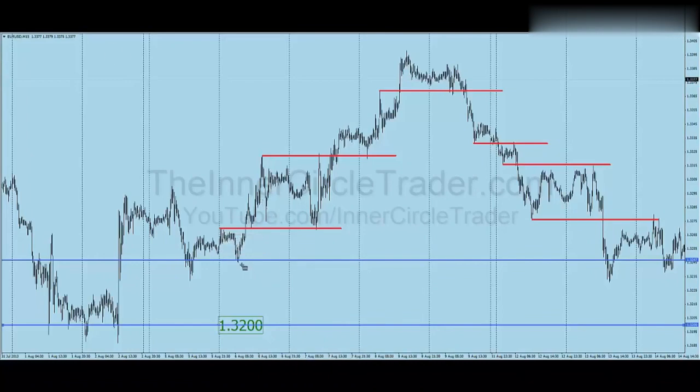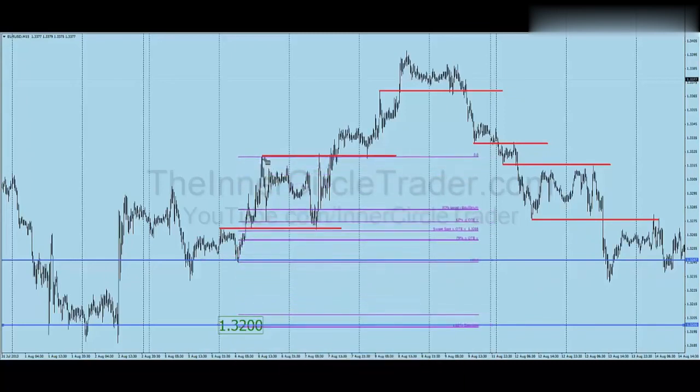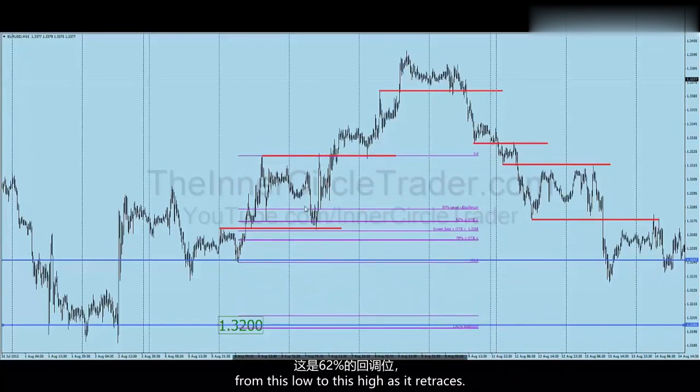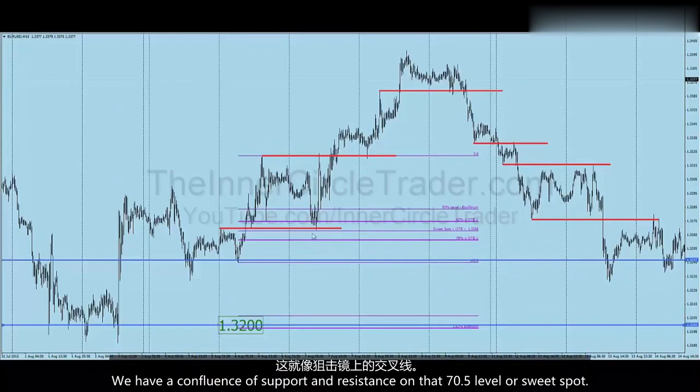You take your fib and the previous day's low, pull it up to the high. This is the highest point from this low to this high as it retraces. Do you see what it's done here? Here's the 62% retracement, the 79% retracement level. We have a confluence of support and resistance on that 70.5 level, or sweet spot.